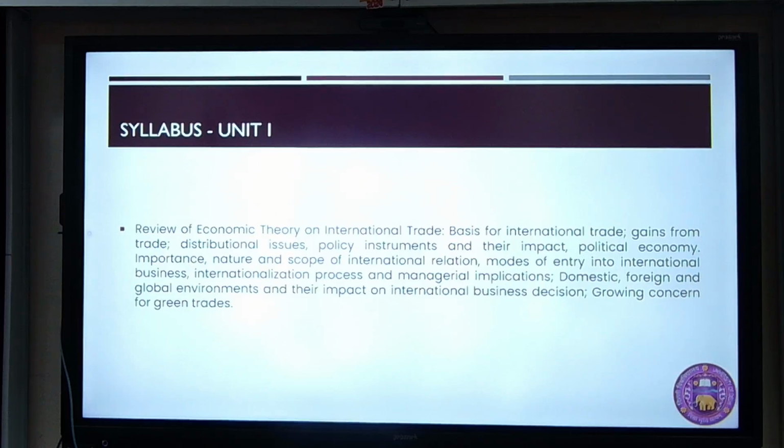But right now we'll be looking at the other aspect, which is international investments. That's a part of Unit 3. Today we'll be discussing Unit 3.